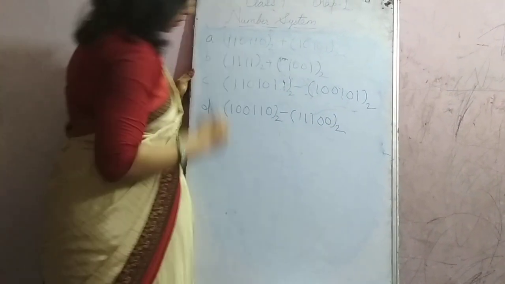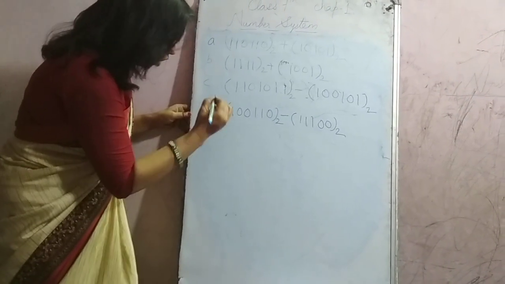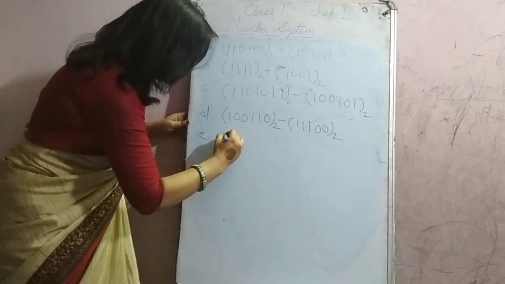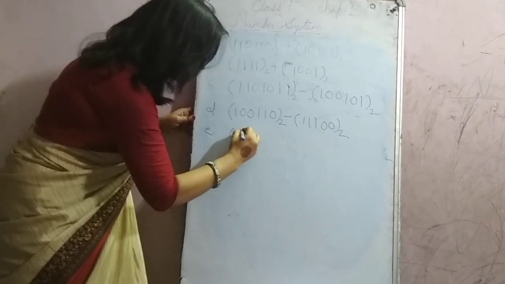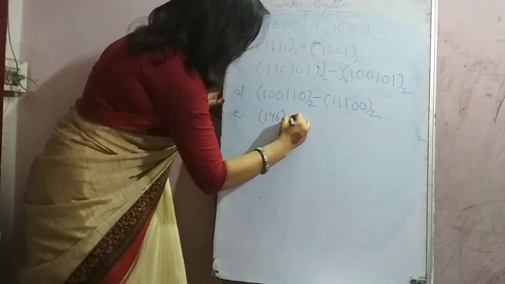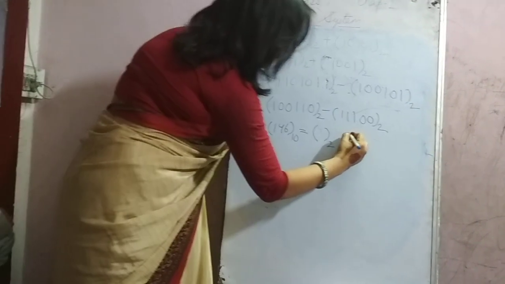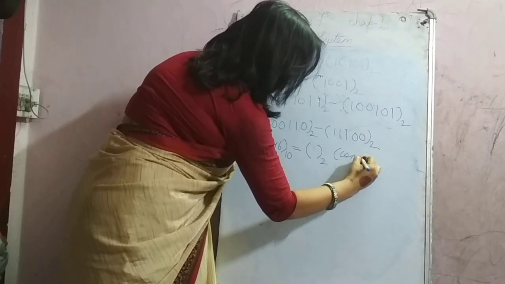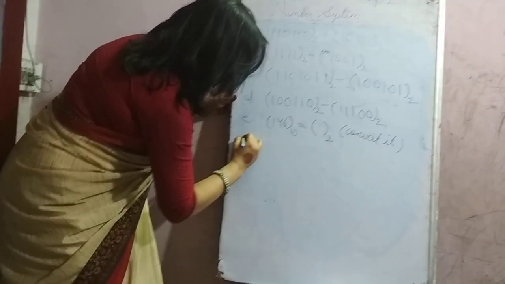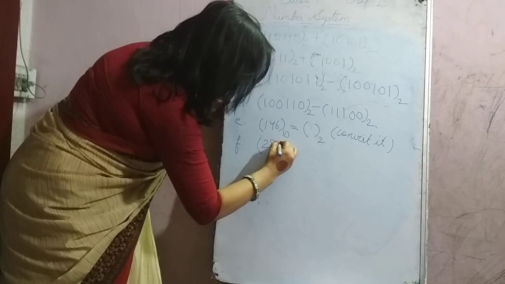Okay, this is the addition and subtraction. And now you have to convert the decimal number into binary number. Okay? 146 into binary number. Convert it. Convert it. 283.